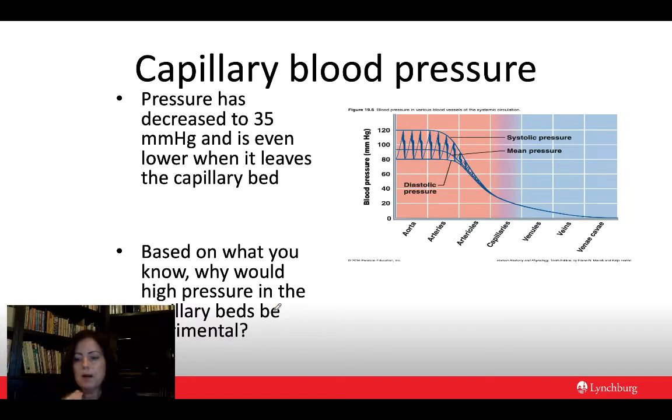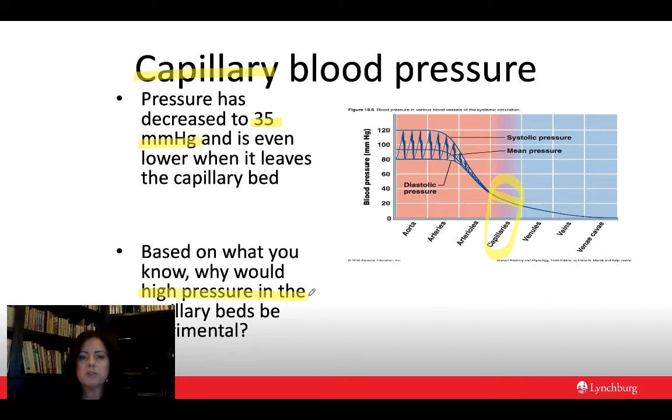As we follow our path of blood pressure throughout the circulatory pathway and we get all the way down to capillaries, we are now in this region of the graph. What do we see? Pressure continues to fall. It's decreased all the way down to about 35 millimeters of mercury and is even lower when it leaves the other end of the capillary bed. So we're talking low pressure.